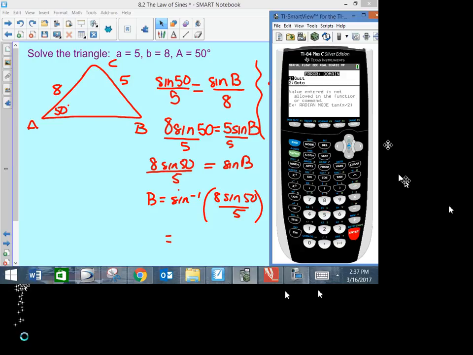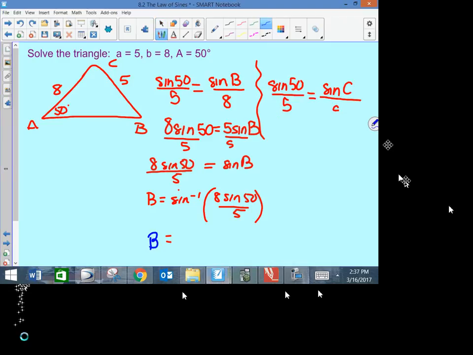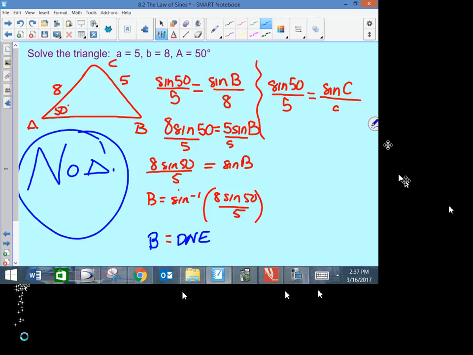Yeah, okay. So what does that mean? It's one of the open triangles. B does not exist, which means there's no such triangle. You're done. Okay?